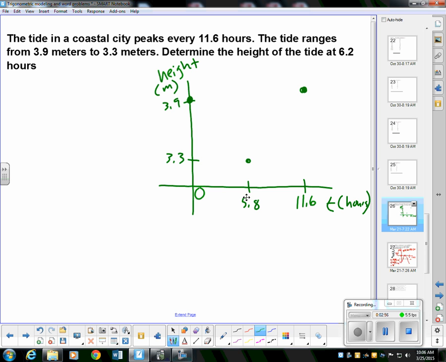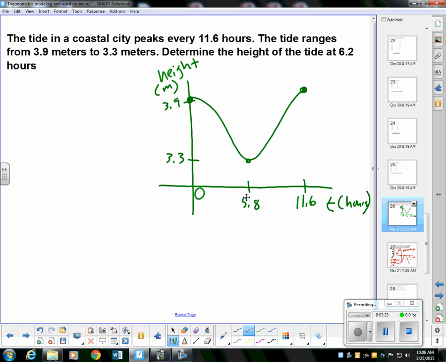And again, since this is cyclical, since it goes through cycles, we can figure out that we should have a wave that looks like that. It's going to keep going on and on and on forever, but this is the only thing we're interested in right there. So now, to be able to predict the height, we need to have an equation in which we can plug in 6.2 for x, or for t, and come up with an h. So we need to begin to construct the equation.